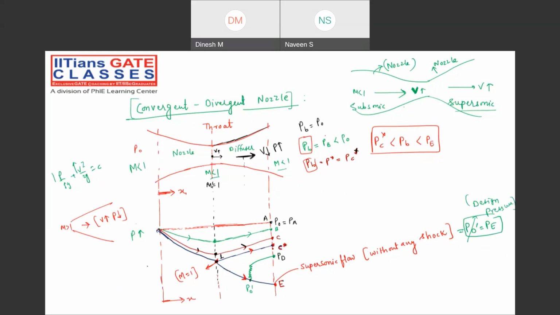Suddenly, you got to know that exit pressure is what? PD. Exit pressure is not 20 kilopascal. Exit pressure is what? 10 kilopascal. Suppose 50 kilopascal. It has to reach that particular pressure value. How can it reach? Suddenly there is a jump that will happen. Suddenly the pressure will increase, and this is corresponding to normal shock in the divergent portion.